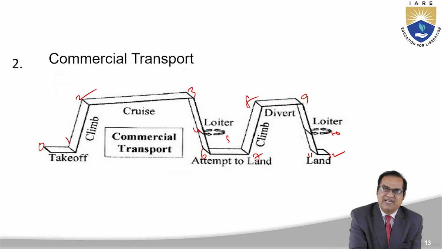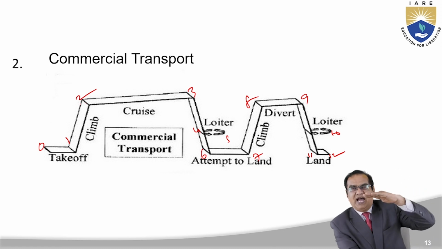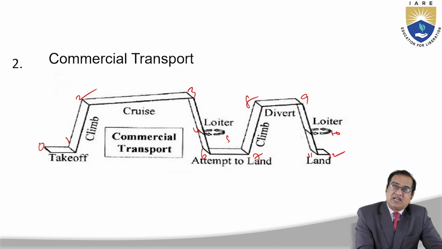From 0 to 1, the aircraft is running on the runway. 1 to 2 is a climb. The aircraft has to reach a certain height. From this point 2, it is a cruise. It will maintain the same height as per the best economical condition. It will go to 3.